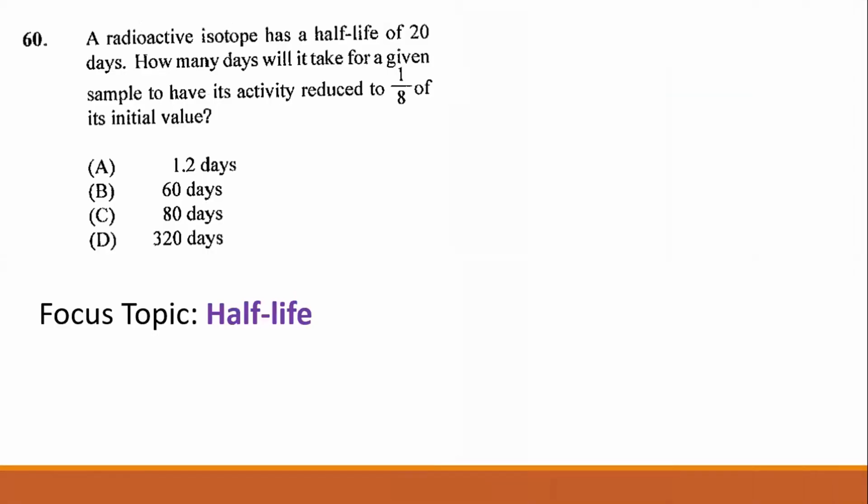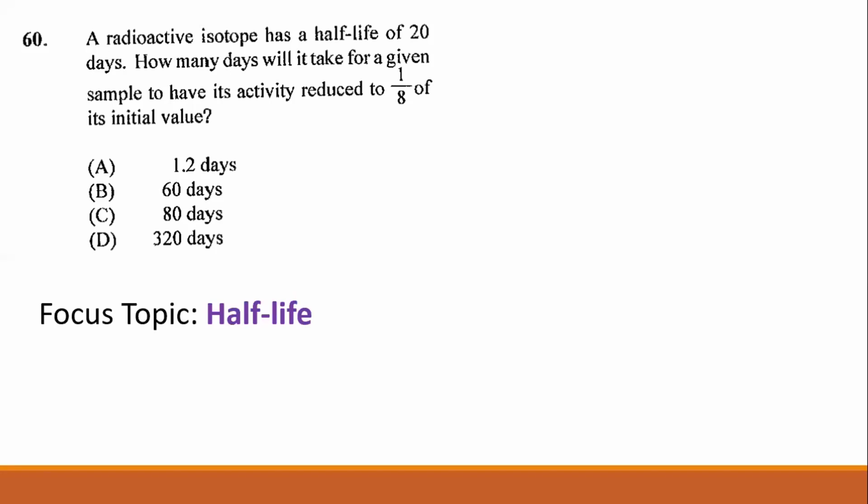And finally, we have a radioactive isotope that has a half-life of 20 days. How many days will it take for a given sample to have its activity reduced to 1/8 of its initial value? Now, 1/8 of its initial value means that the substance would have decayed by half 3 times, because a half to the power of 3 is 1/8. And that means, therefore, that 3 half-lives would have taken place.